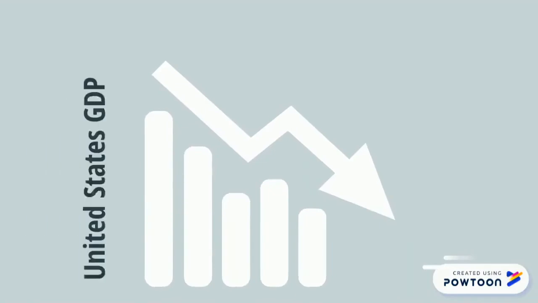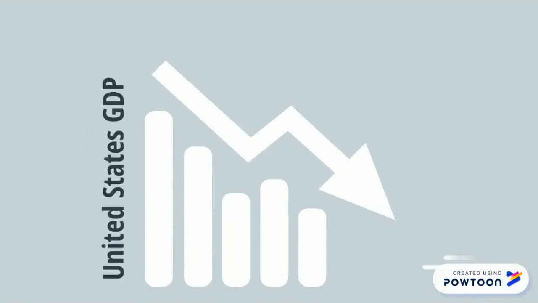If greenhouse gas emissions are left unchecked, the Fourth National Climate Assessment predicts that the U.S. economy will shrink by as much as 10% by the end of the century. So then, economically speaking, how do we fix this?